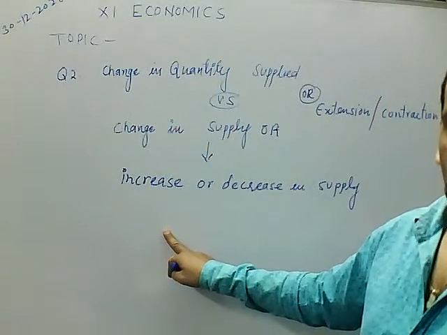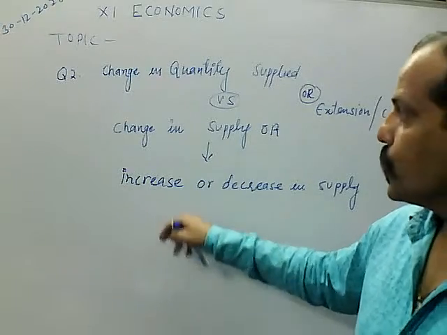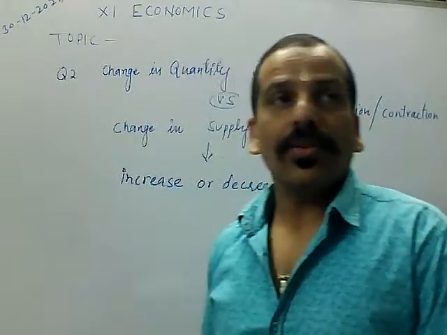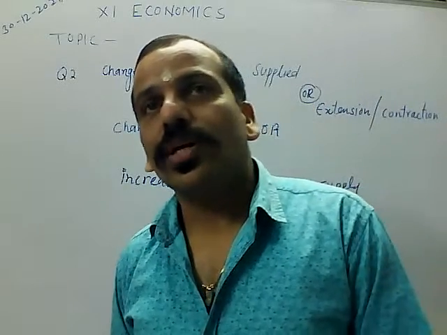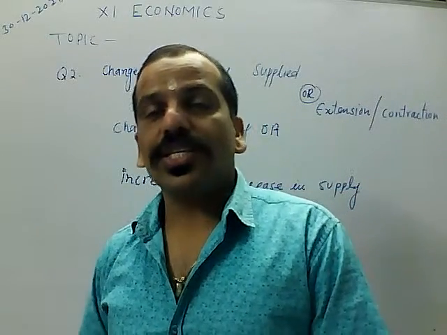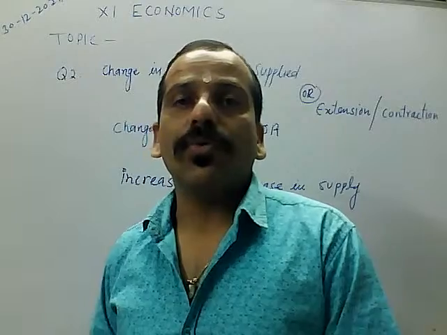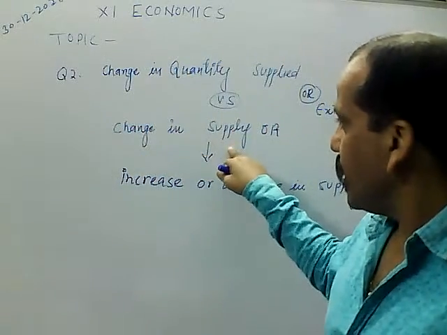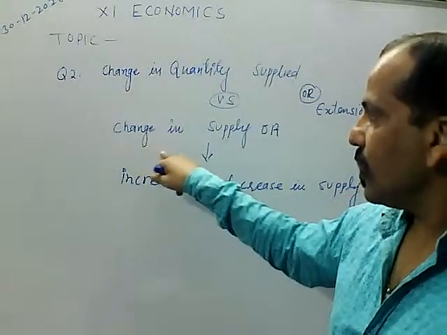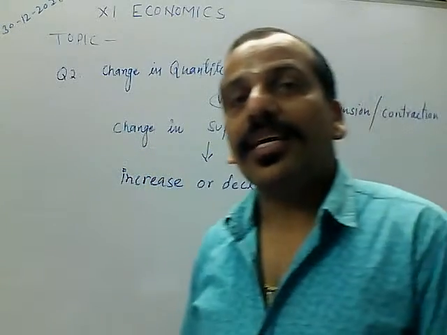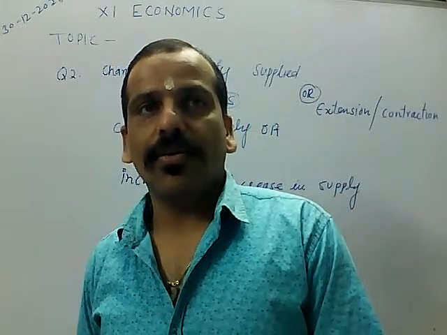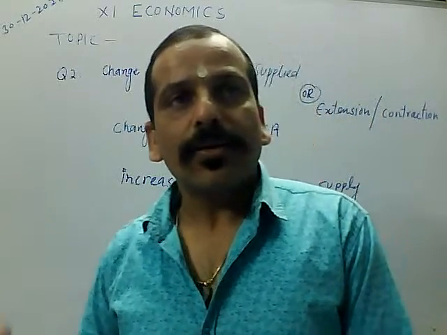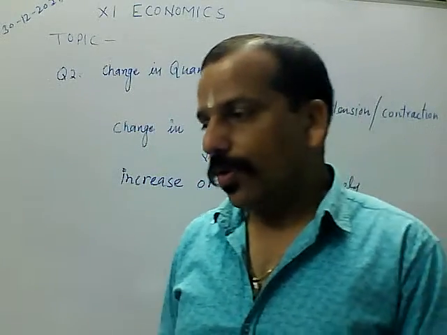Okay. Third point, reason. Change in quantity supplied occurs due to a change in the price of the given commodity, or the own price of the commodity. And change in supply occurs due to a change in other things, rather than the price of the commodity, or the price of the commodity remains constant.